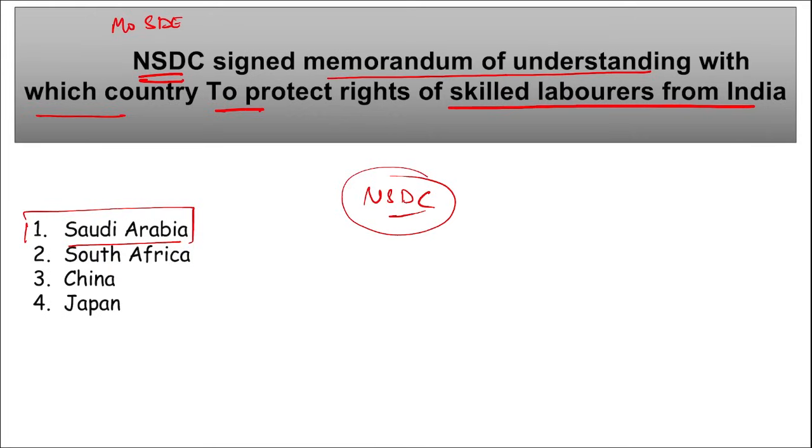NSDC, which comes under the Ministry of Skill Development and Entrepreneurship, recently signed an MOU with the Saudi government. The aim is to protect the rights of skilled Indian laborers across all categories, such as AC mechanics, car painters, car washers, who work in the factories, etc. Also, the Saudi Arabian government will be introducing a wage protection system that will be offered to Indian laborers.